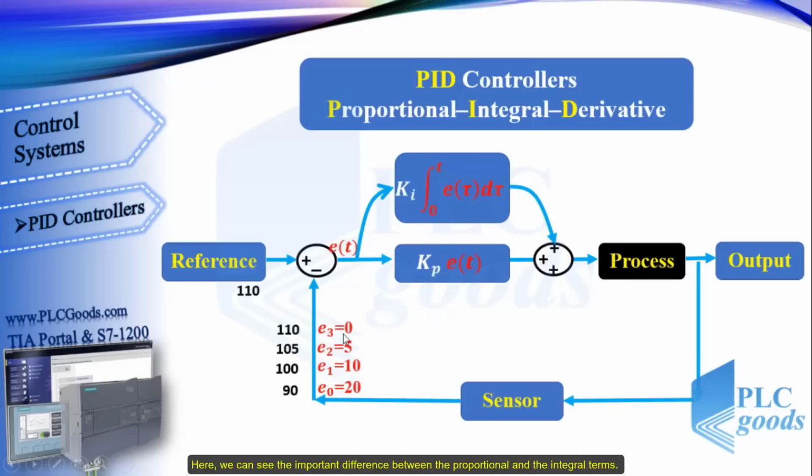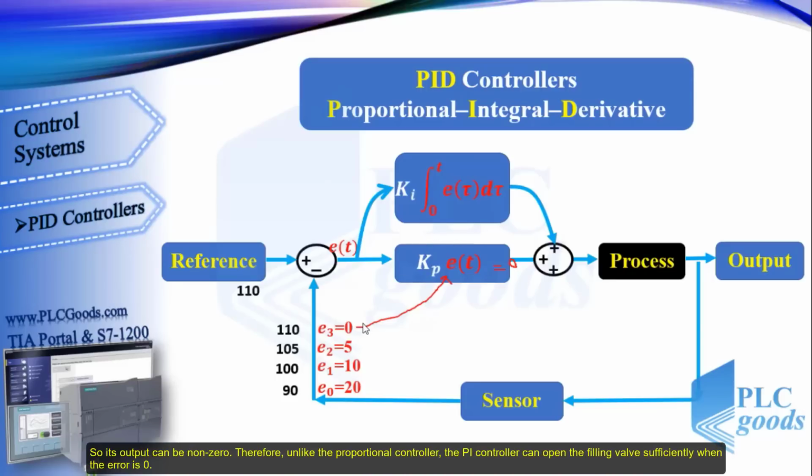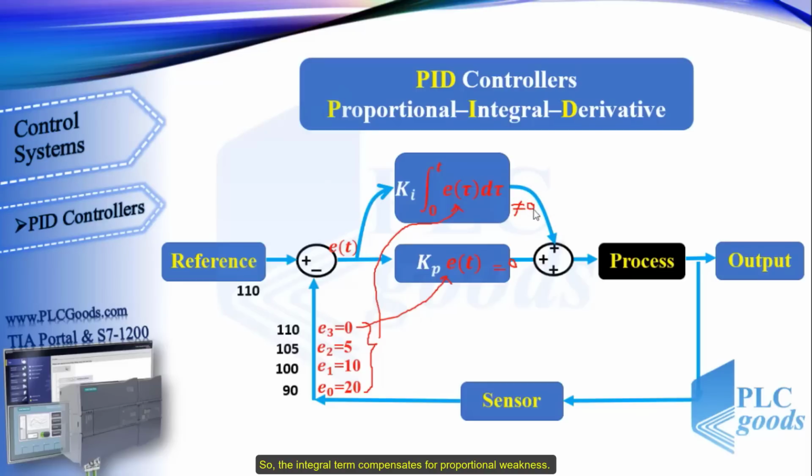Here we can see the important difference between the proportional and the integral terms. When the error is 0, the output of the proportional term is 0, but the integral term uses the past error values, so its output can be non-zero. Therefore, unlike the proportional controller, the PI controller can open the filling valve sufficiently when the error is 0, so the integral term compensates for the proportional weakness.